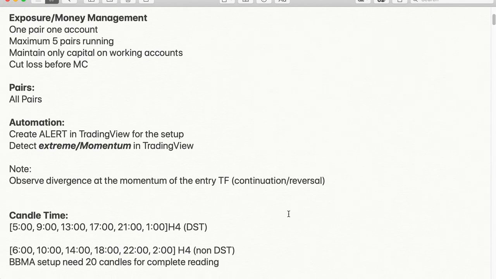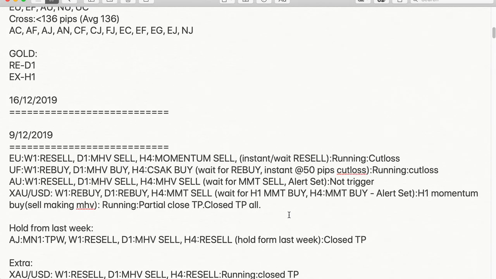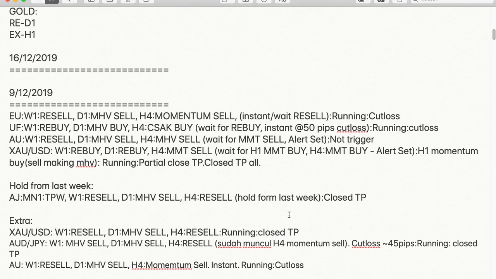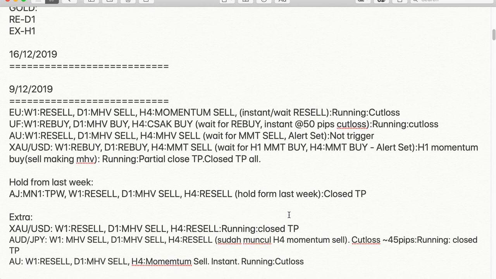Okay, let's review last week trade. So for last week, we have 4 setup because we have hold AJ from the previous week, and we managed to close it with TP. This was quite a good profit. And then from the 4 setup that we have, 2 cut loss.